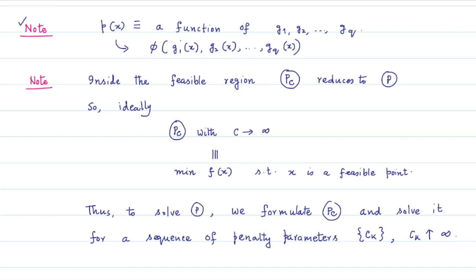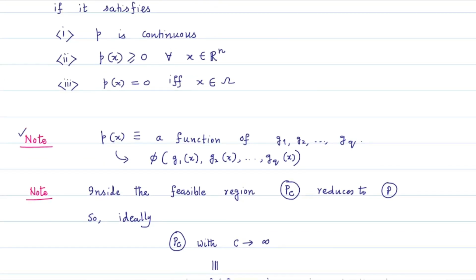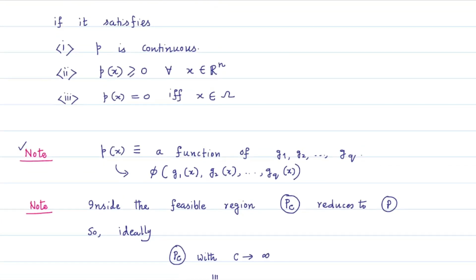Well, we have found in the definition of penalty function that px is equal to 0 if x is a feasible point. If x satisfies all the restrictions, that g1x is less than equal to 0, g2x less than equal to 0 till gqx is less than equal to 0, that is, if x is inside this feasible set omega, then the value of px is equal to 0.